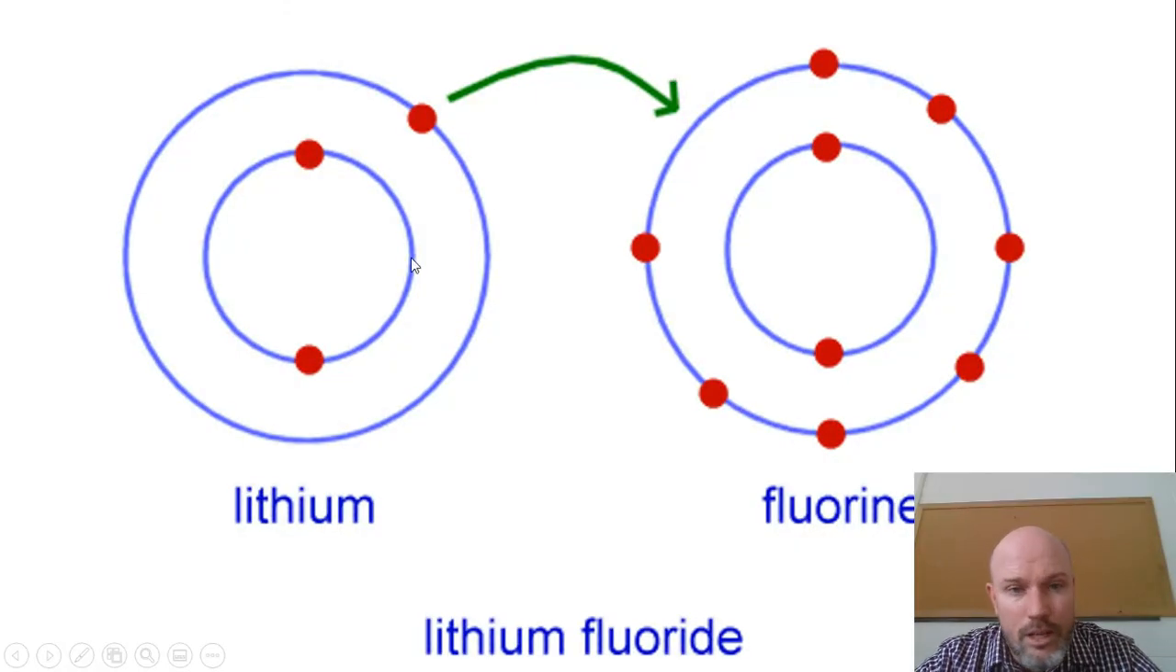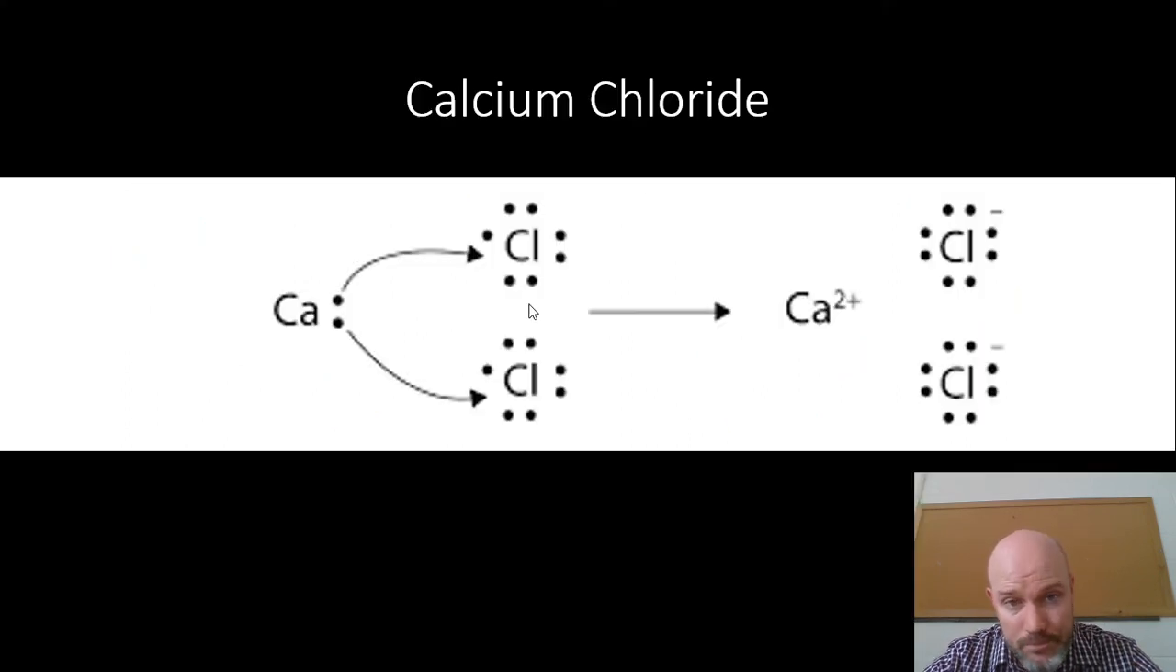So let's look at this other example. We have lithium and fluorine. Lithium is going to lose its electron. It drops down to this lower energy level. It becomes stable. Fluorine gains that electron, and now it is also stable, and we have lithium fluoride.